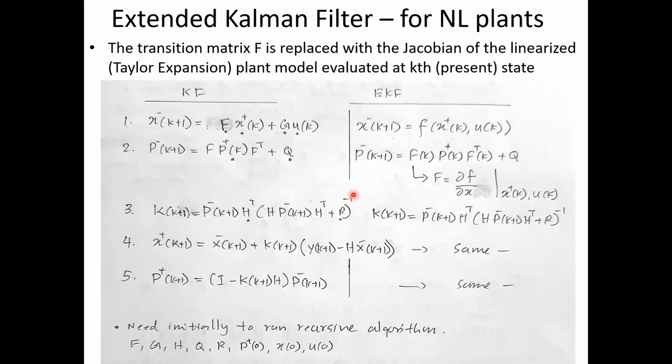So if you want to use an extended Kalman filter, you have to have these elements. You need to have f, G, H, Q, R, and P0 plus, X0, U0. These are the initial values of the control input, state, and some estimate of the error covariance. With that, you can actually run an extended Kalman filter.